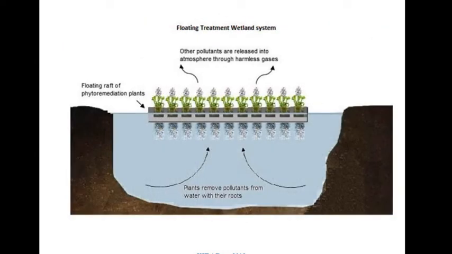This is a floating treatment wetland system where the wetland plants float over the top of the water. You can see here the pollutants are released into the atmosphere as harmless gases, and the floating raft holds phytoremediation plants. At the bottom, plants remove the pollutants from the water with their roots. So roots act as a treatment system and remove the pollutants from the water.